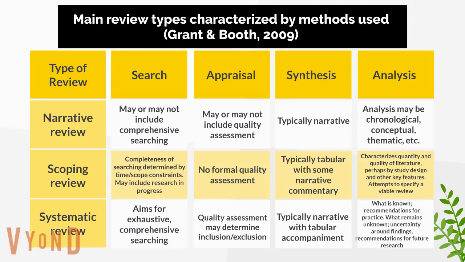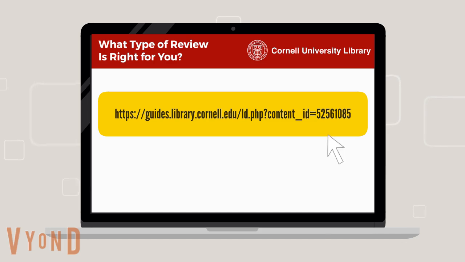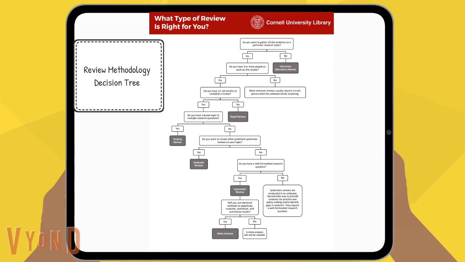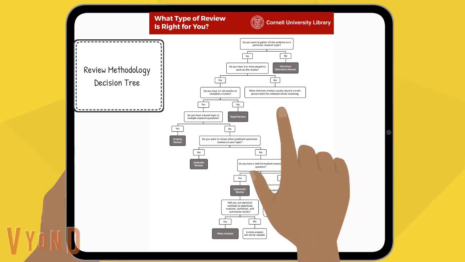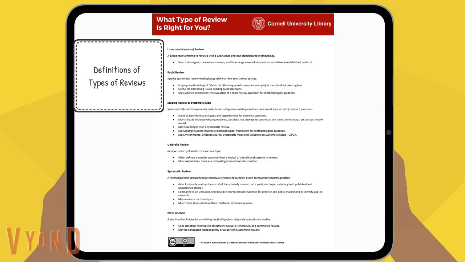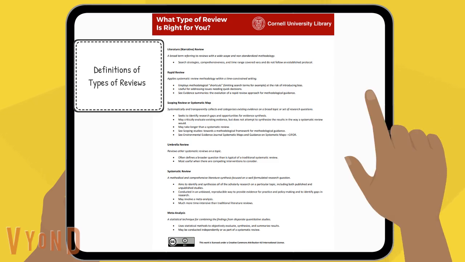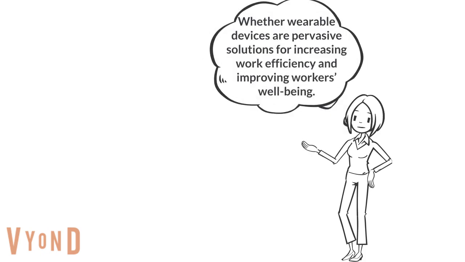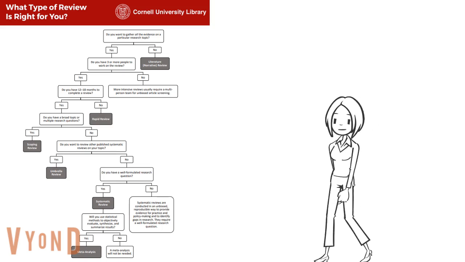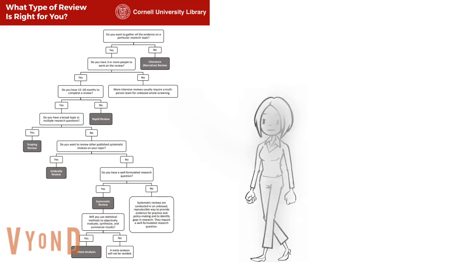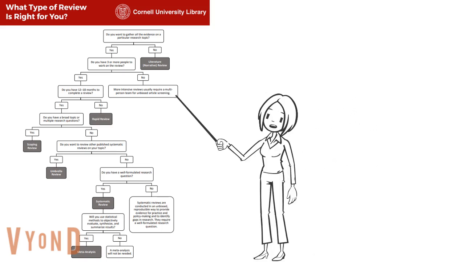Besides the definition and characteristics of different types of reviews, we can use Cornell University Library's review methodology decision tree to find the most appropriate type of review for your research question. This decision tree handout also includes definitions of different types of reviews on its second page. For instance, my research question is whether wearable devices are pervasive solutions for increasing work efficiency and improving workers' well-being. Let's use the review methodology decision tree to find an appropriate type of review.